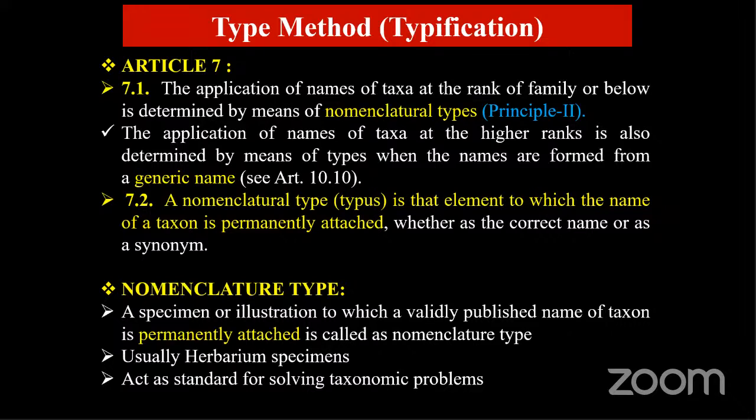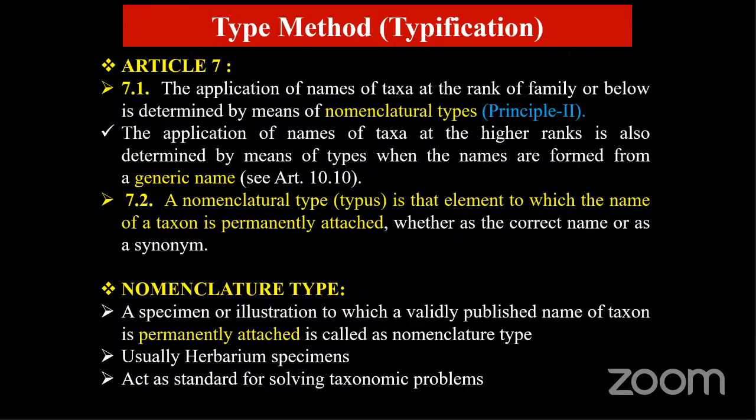The application of a name of a taxon at higher rank is also determined by means of a type when the names are from a generic name. Actually, the nomenclature type is a specimen or illustration, meaning any herbarium specimen, any photograph, any figure, or any diagram to which a validly published name of a taxon is permanently attached.